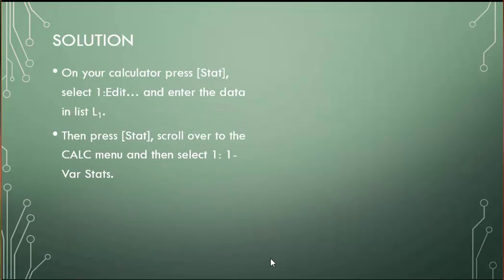So remember what we did. Hit Stat and selected 1 to edit and enter the data in list 1. Then press Stat, scroll over to the Calc menu and select 1 variable stats.